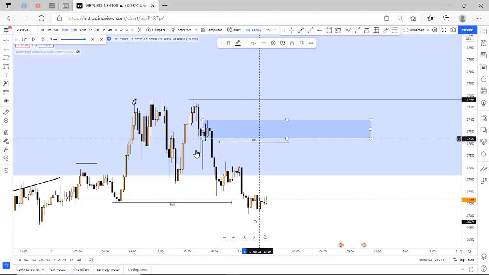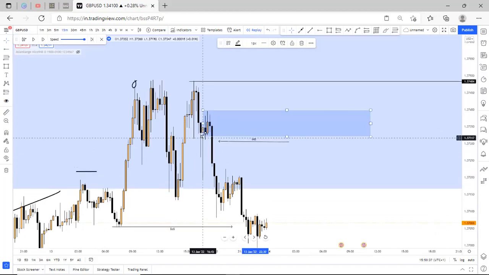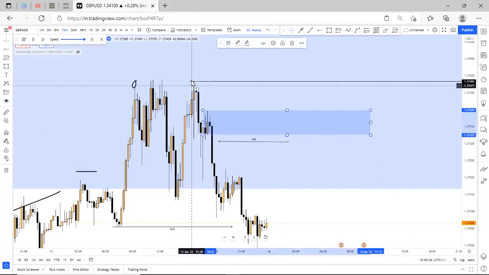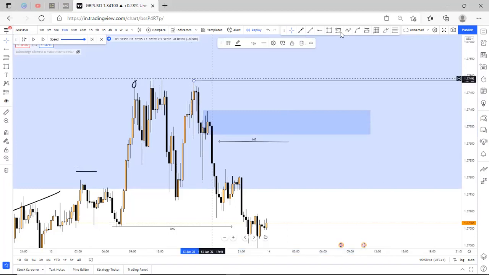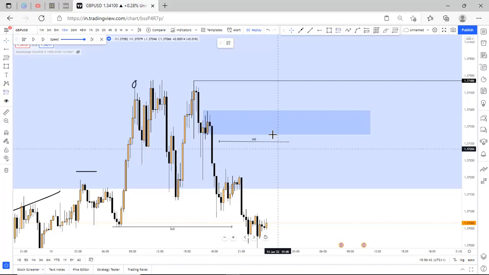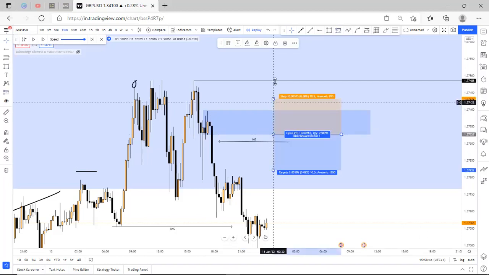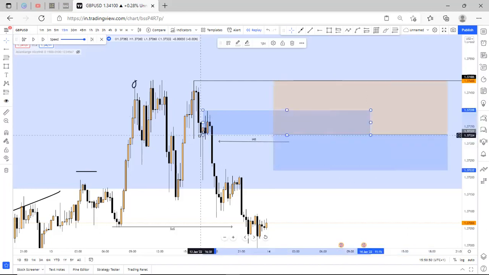So at this zone, at this level, I want to look for my supply, which I've been able to identify right here. And also this is my last high. So I can now set my sell limit at this zone and take my trade off this zone.